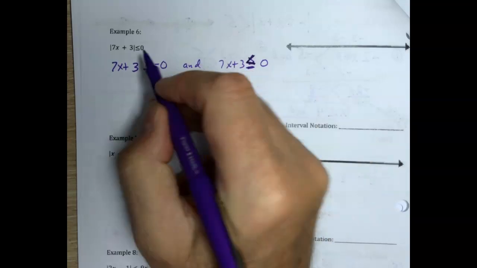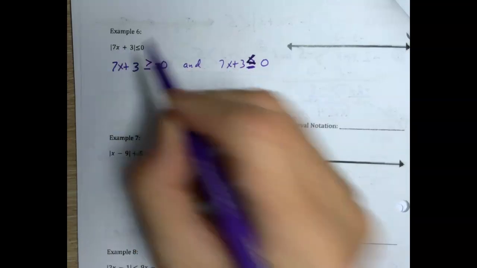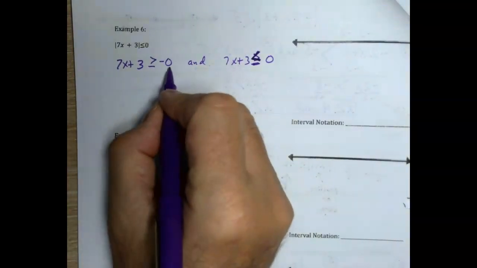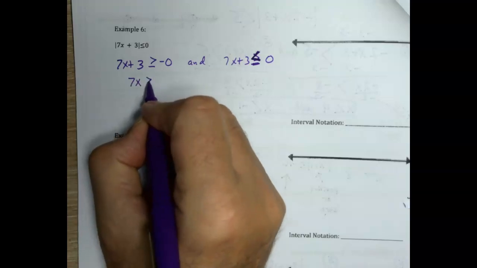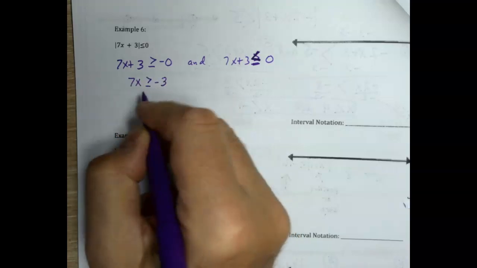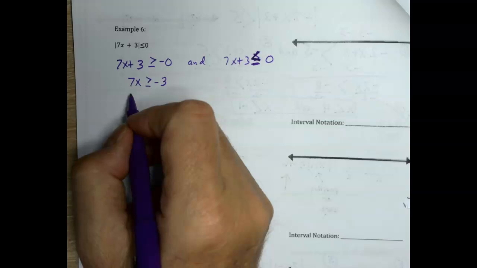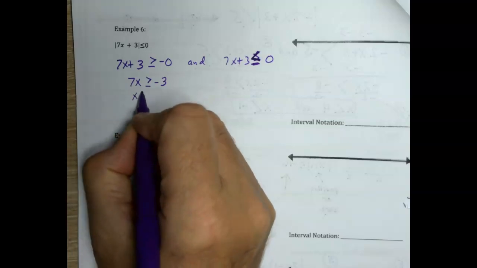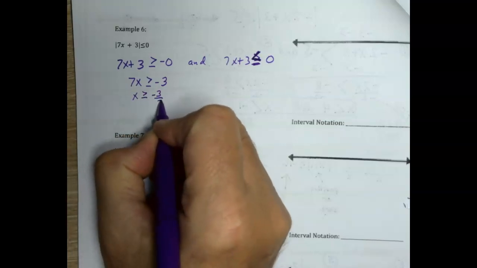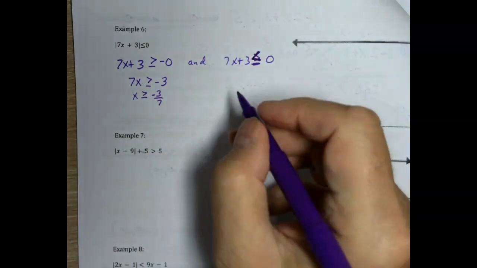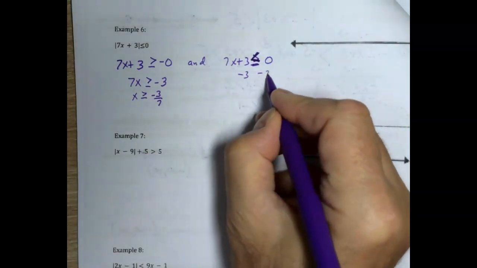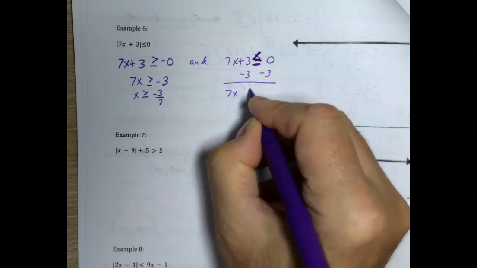Down with the positive side, so it's the same thing as this. So I subtract 3. Divide by 7. Okay? X is greater than or equal to negative 3/7. And this one here is subtract 3. What do you notice we get here?